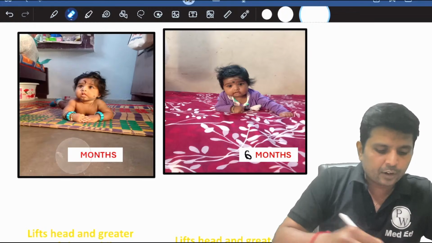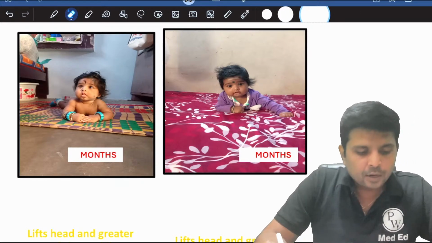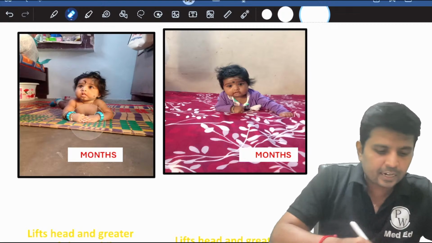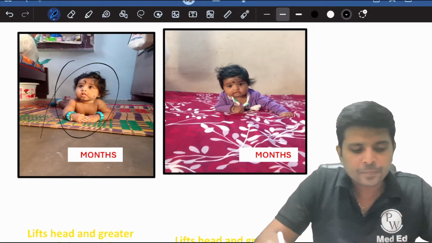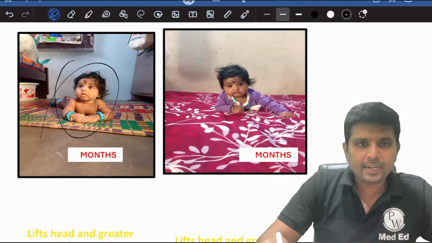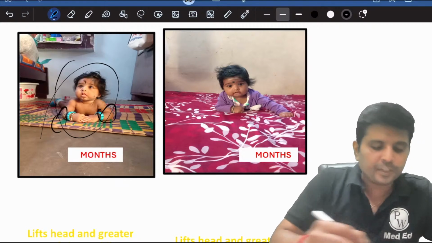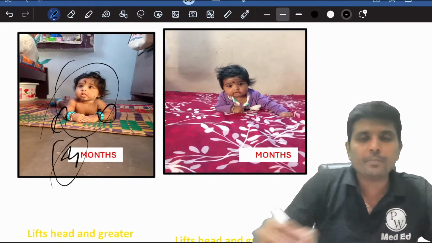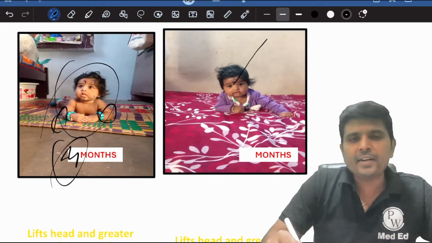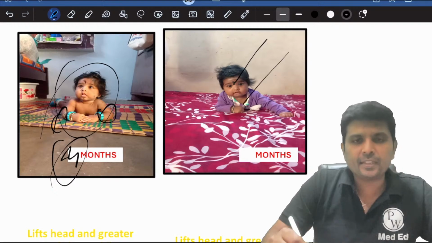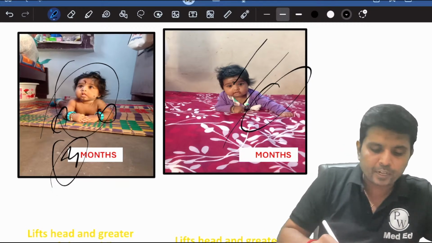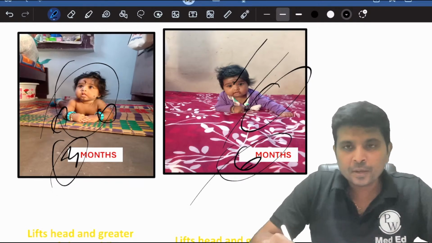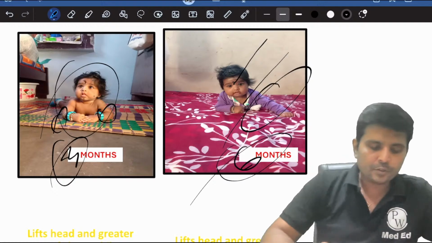And what is this? The newborn just elevating the chest as well as the upper chest as well as the head, with the flexed elbow, and this occurs by about 3 months. Whereas the newborn elevating the chest with the extended elbow occurs by about 6 months.